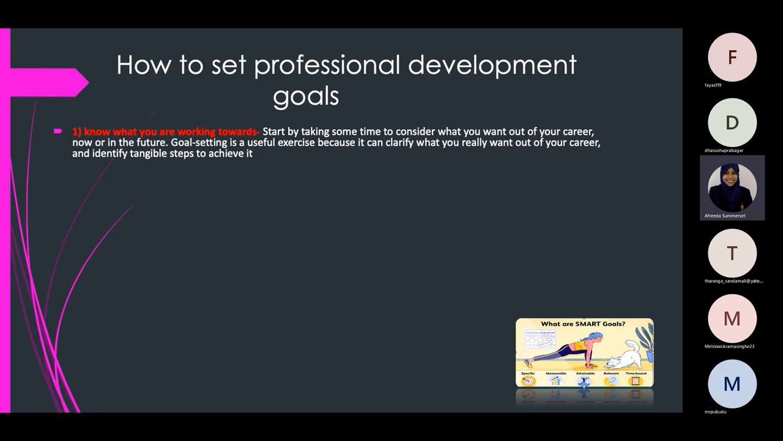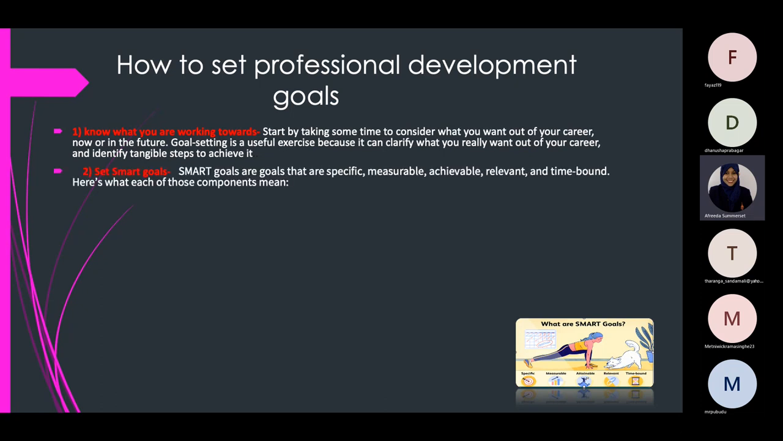So if you have a specific goal, then it is very easy for you to know what you're working towards, right? And now it's the SMART goals that I asked about a while ago. It needs to meet certain criteria. Is it specific? Is it measurable? Is it achievable? Is it relevant? And is it time bound, right?